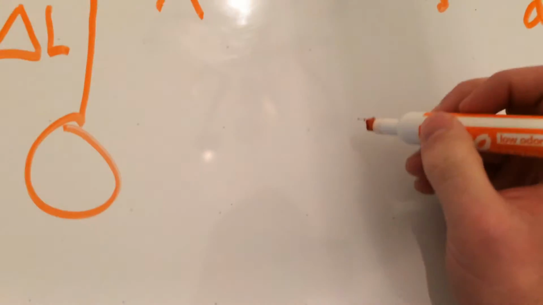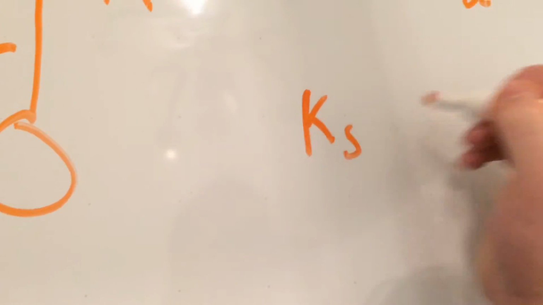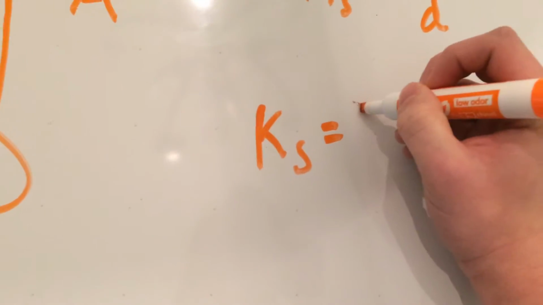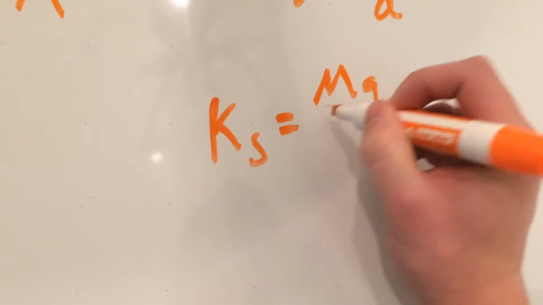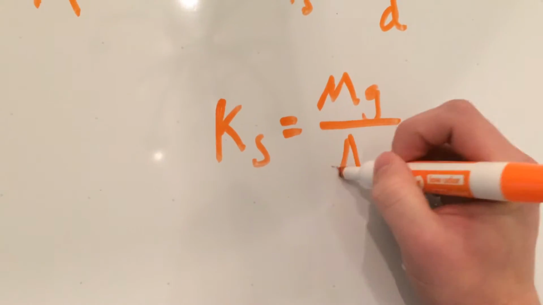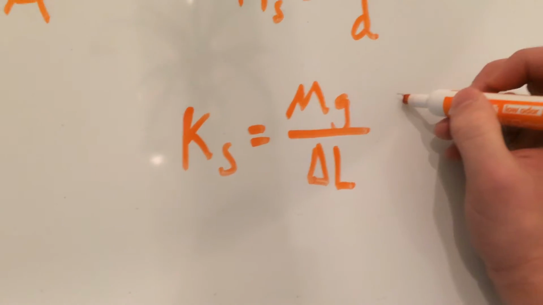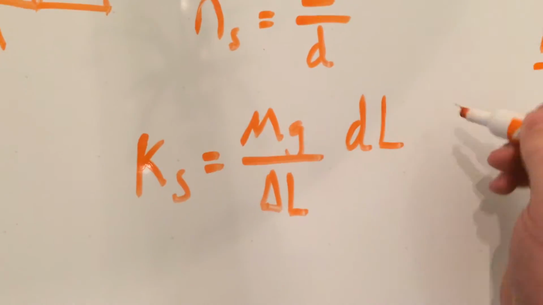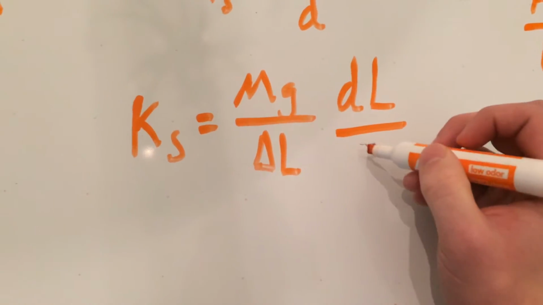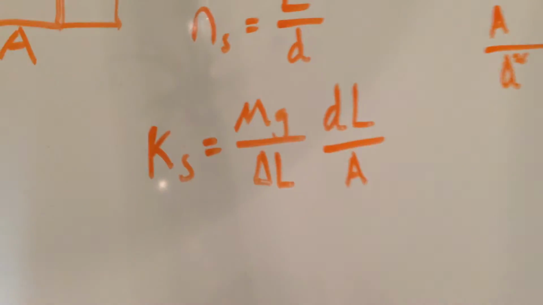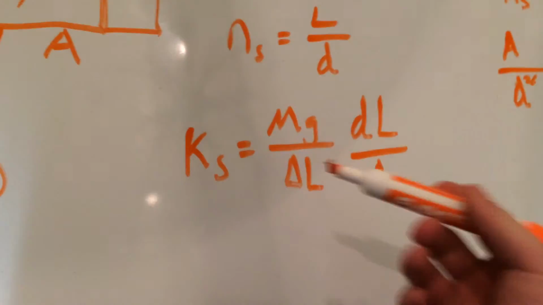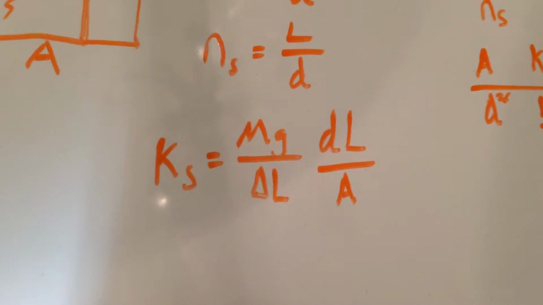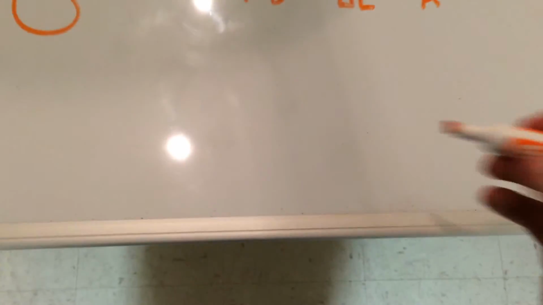So the spring constant would be equal to mass times gravity over the change in length multiplied by the density times the length over the area. So given that mass times gravity is force, we can then rewrite this to look like this.